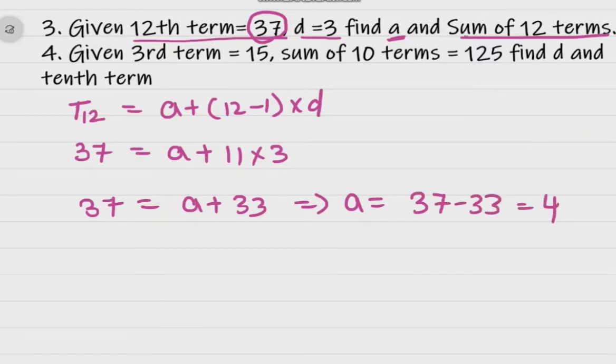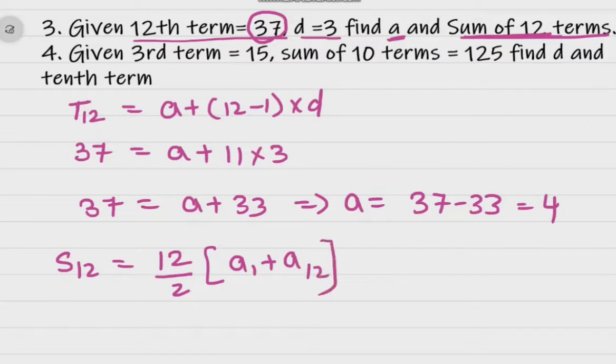Now what you have to find out next? Sum of 12 terms, so S12. S12 will be equal to 12 by 2, that is n by 2, into (a1 plus a12). Here a1 means the first term, or our a. A and a1 are the same here: the first term and the 12th term.